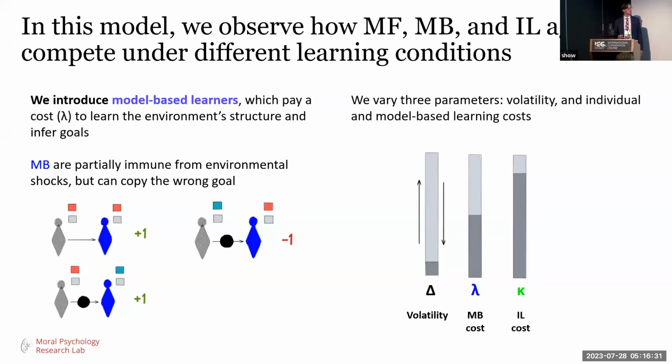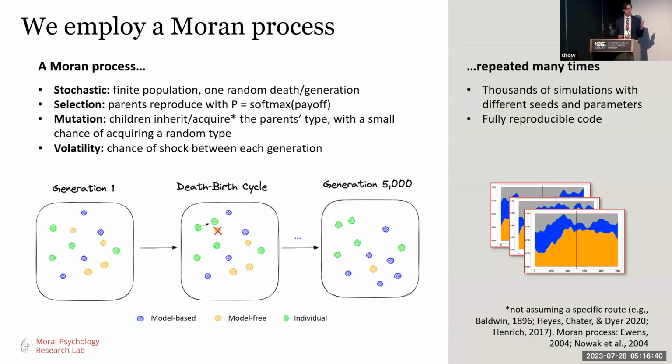In these simulations, what we do is vary volatility and the two learning costs and explore how different environments affect the optimal learning strategy. For each of these parameter settings, we run a Moran process where individuals in a finite population, 120 people, die and reproduce over thousands of generations. We apply selection pressure on reproduction, but not on death, and randomly shock the environment between generations. We run thousands of simulations and report the aggregate behavior of the model, first in an interesting subspace of the parameters, and then I will take a step back and characterize the full parameter space.